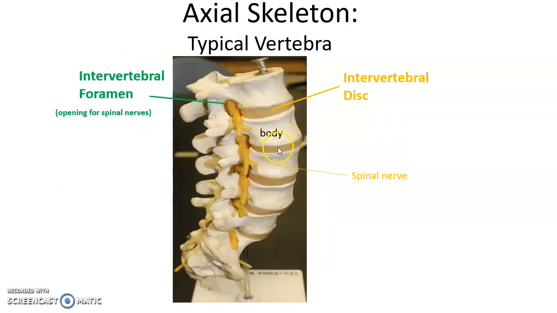We, of course, have the intervertebral discs and spinal nerves. And when 2 vertebrae come together, and only when 2 vertebrae come together, you see this opening for the spinal nerves. That is the intervertebral foramen.